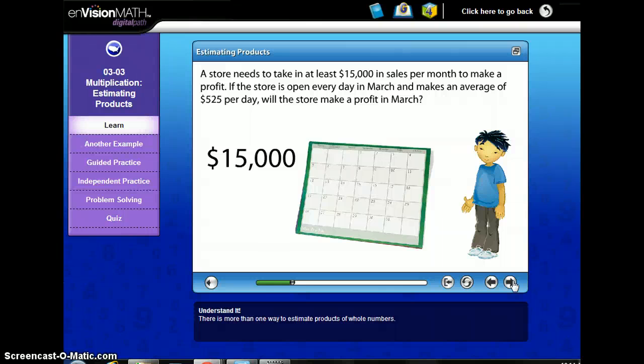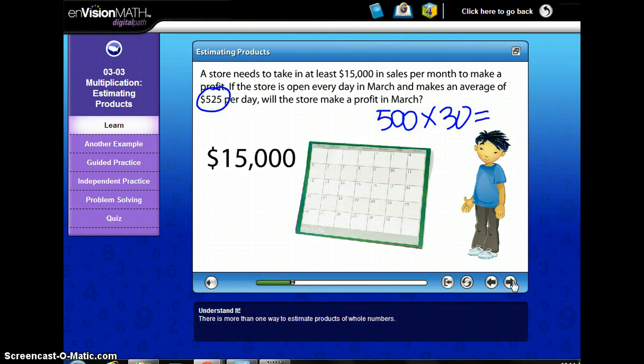So instead of this information, let's change it to make it something that's going to be easier to work with in our heads. Like what, Will? 500, okay. So $500 per day. And how many days are there? 31. Could we make that a number that's more workable? 30. So 500 times 30. Could we do that in our heads?